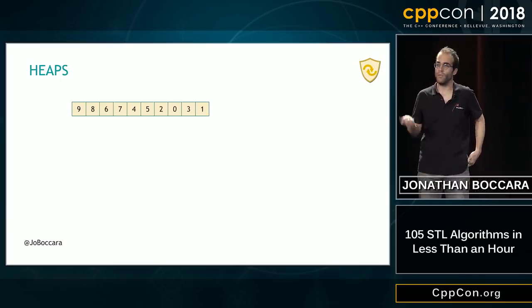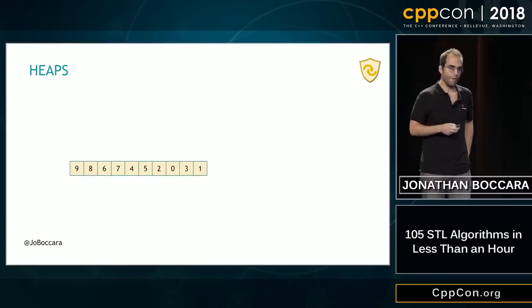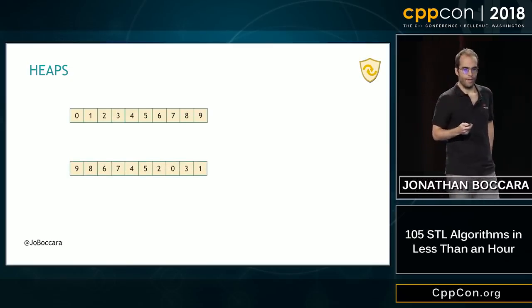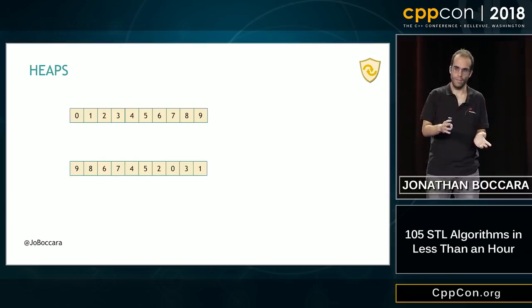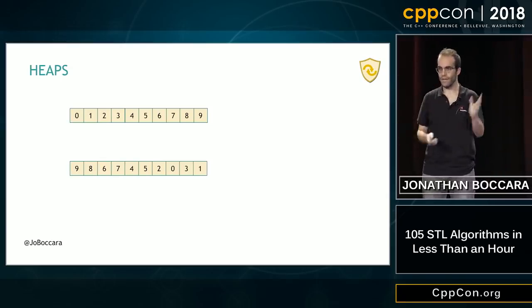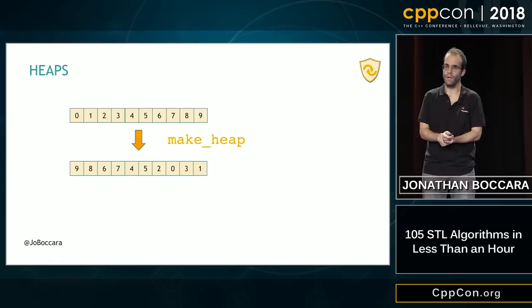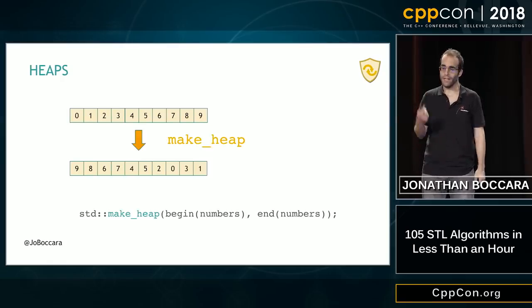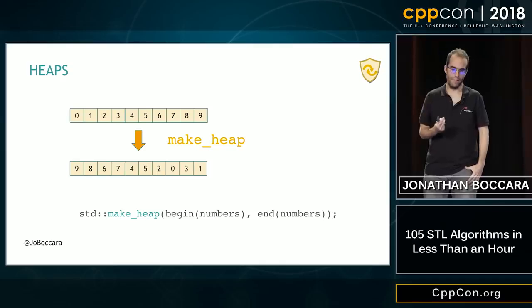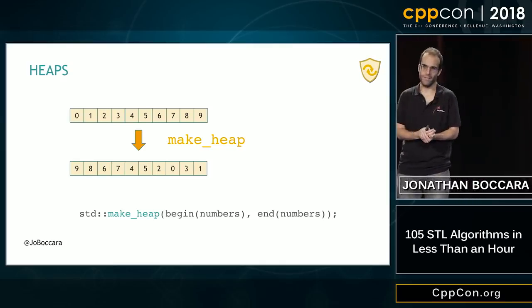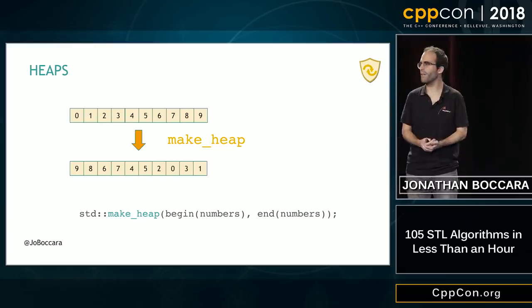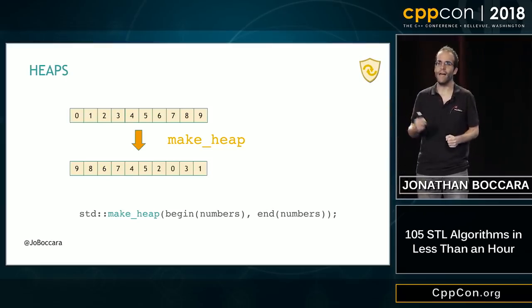If we have a range, we have a beginning and end, and we can use STL algorithms. So the first thing we can do is taking values that are not particularly a heap and rearrange them so that they respect the heap property to make a heap. To make a heap, we use std::make_heap with a beginning and end, and that rearranges the elements inside of a collection. That's our first algorithm of the day. That's 1 down, 104 to go.